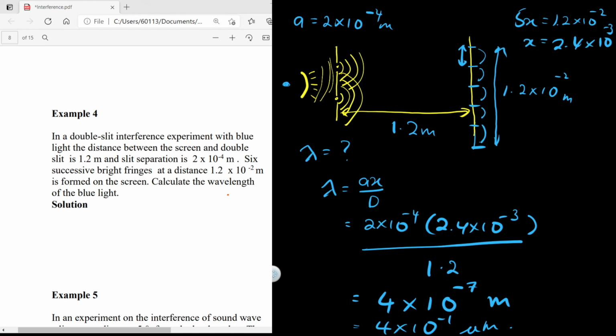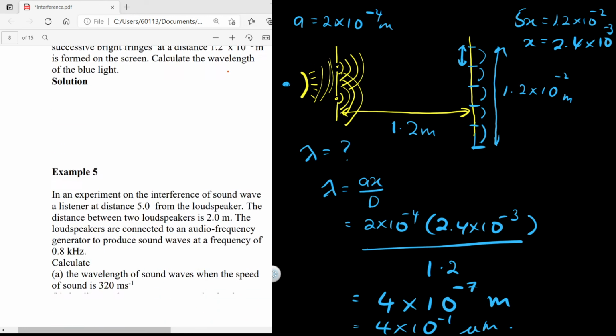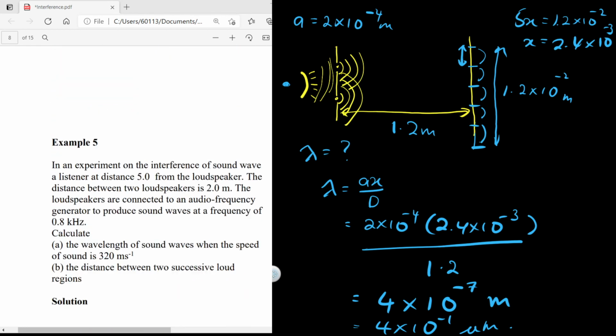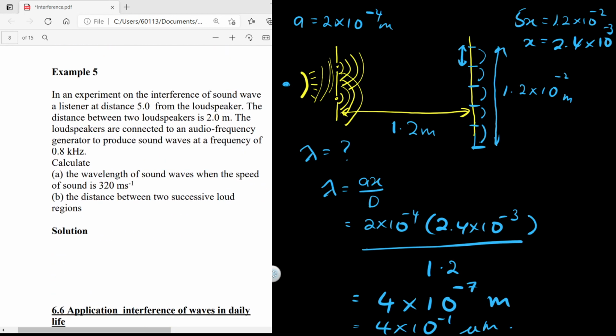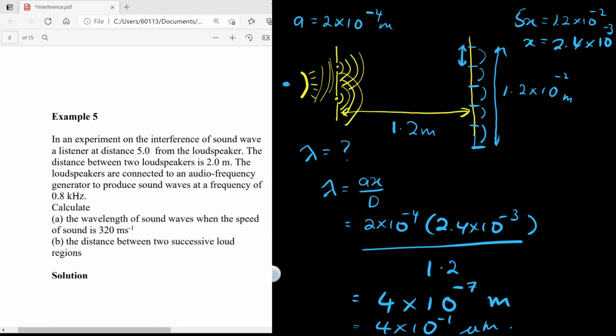So this is how we can solve questions involving interference. And later on in our class, we will do the next example, which is example number 5. I think that's all for this video, and thank you.